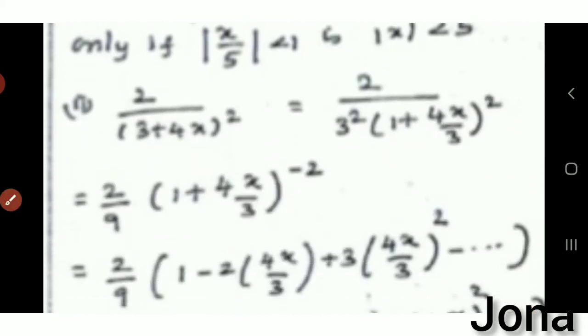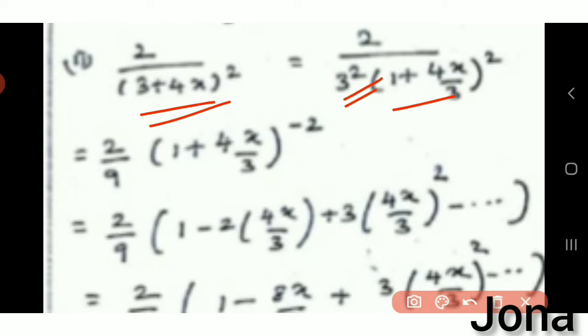Second question, 2 by (3 plus 4x) the whole square. Even here also I can write the denominator as, take 3 as common here. So 3 into (1 plus 4x by 3) the whole square. That whole square is for this 3 also, so that we can separate this as 3 square into (1 plus 4x by 3) the whole square. Okay, so this 3 square is 9.